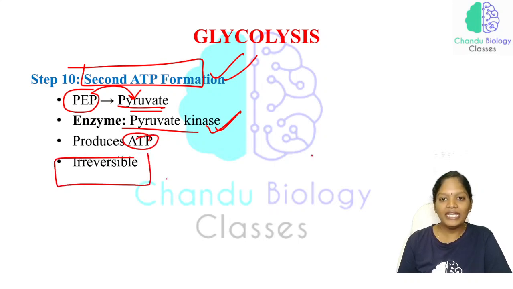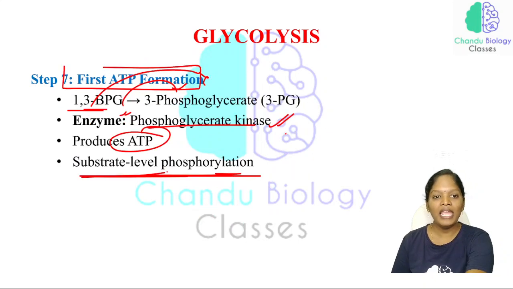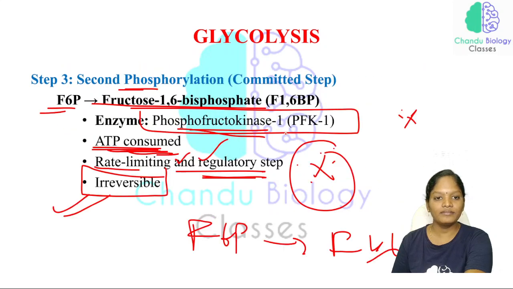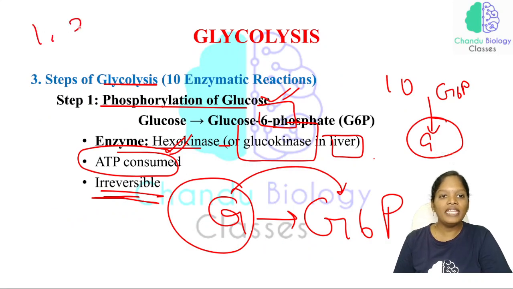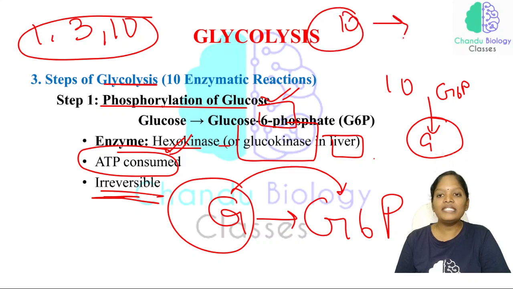And we have studied how many irreversible steps? Step 1 is irreversible, step 3 is irreversible, and step 10. So steps 1, 3, 10 are the irreversible steps. So in glycolysis we have 10 steps. Of the 10 steps, 3 are irreversible steps, and all others are reversible steps.